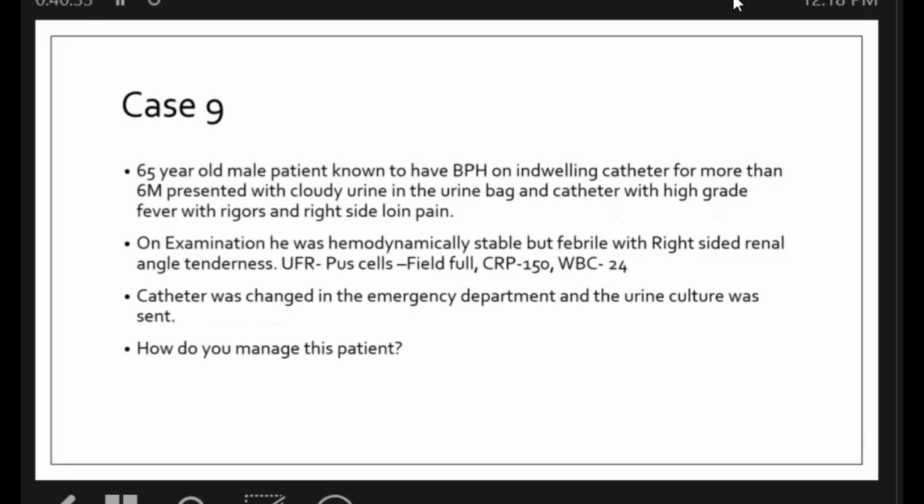Again, another individual with a catheter for BPH for 6 months presents with high-grade fever and right loin tenderness. On examination, she was hemodynamically stable, but there are a lot of pus cells, and inflammatory markers, white cell count, are very high. So it is not an unusual case. Every day, this type of patient comes to the casualty ward, probably with catheter-related severe pyelonephritis. How do you manage this patient?